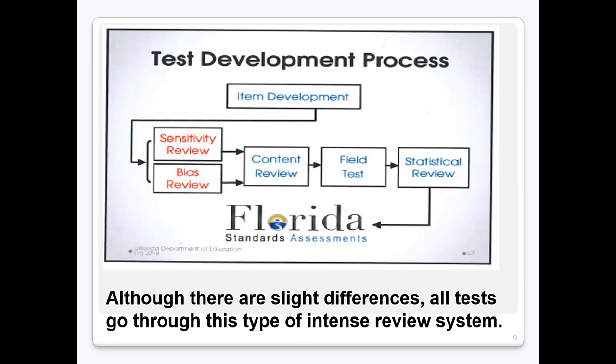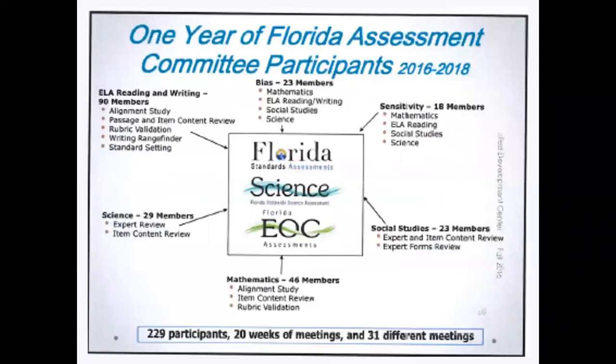And just to let you know, this slide and the next slide I'm going to show you came from a presentation a couple of years ago by Susan Taylor, the executive director at the time of the Test Development Center. So this gives you an idea of these committee meetings. What are we talking about? This is an example for one year, for 2016 to 2018. In that time frame, they had 90 members for ELA reading and writing. They had an alignment study, passage and item content review, rubric validation, writing rangefinder, and standard setting. Those are all separate meetings in separate places.